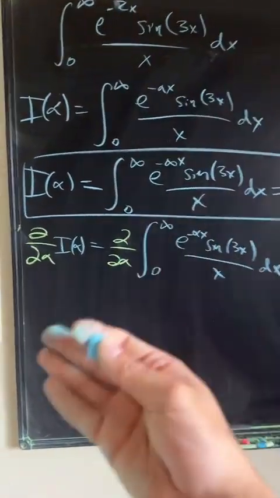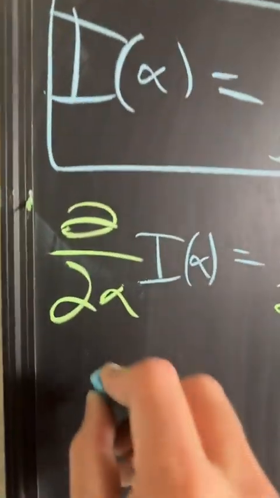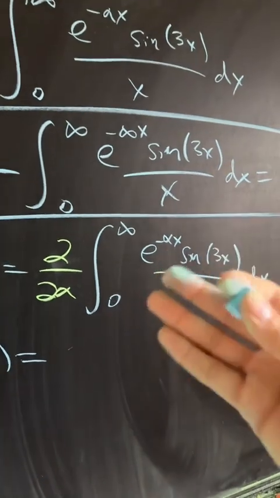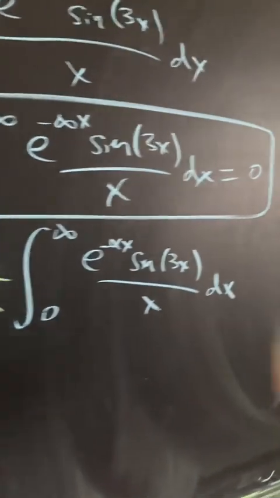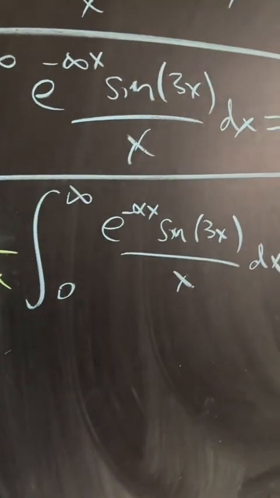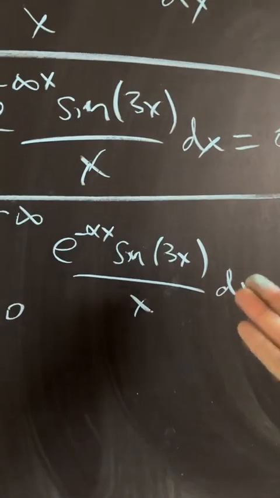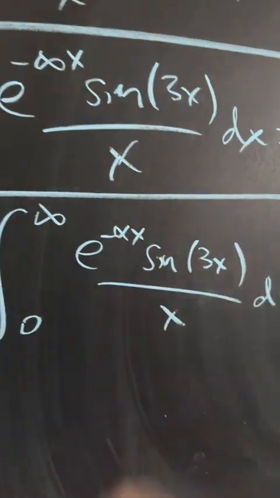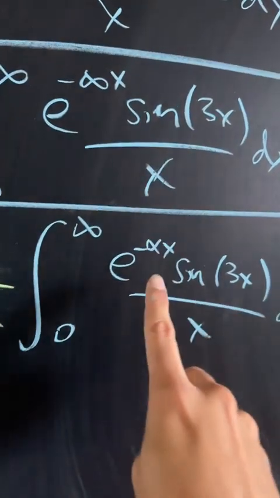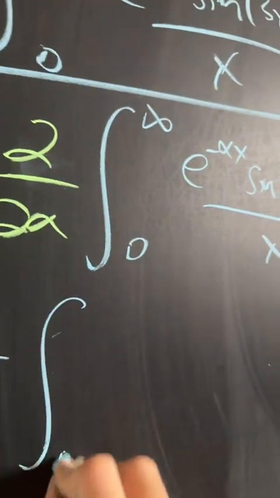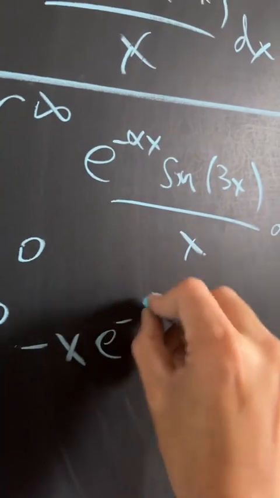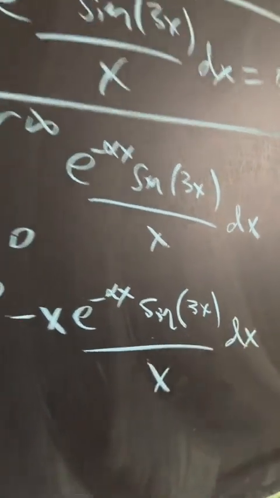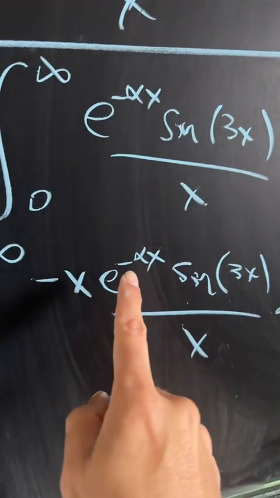Okay, so now we're gonna go ahead and take our partial derivative with respect to alpha. On the left side, we just get I prime of alpha equals, and then over here, all you have to do, since we're taking the partial derivative with respect to alpha, is treat every x variable as a constant, because we're not differentiating with respect to x. We're only worried about the alpha. So we're really just gonna take the derivative of this and then multiply this entire thing. When you take the derivative of this with respect to alpha, you're gonna get the integral from 0 to infinity of negative x e to the negative alpha x sine of 3x over x dx. Definitely practice with that, because again, alpha is the variable, x is the constant.